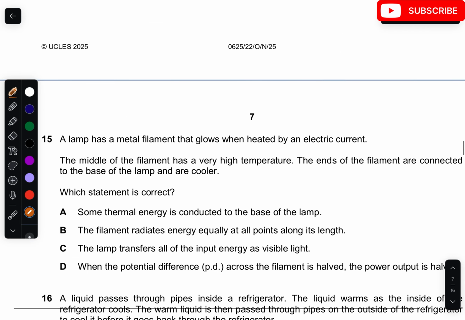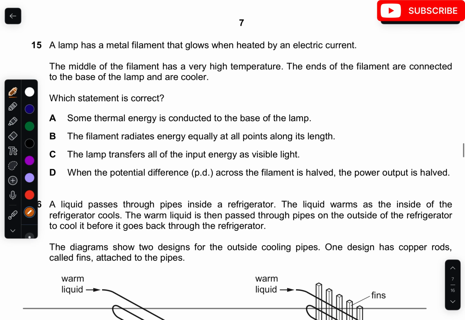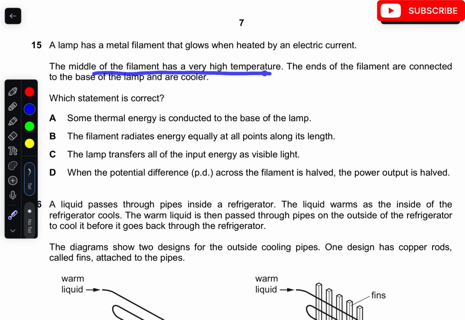Okay. In question 15, a lamp has a metal filament that glows when heated by an electric current. The middle of the filament has a very high temperature. The ends of the filament are connected to the base of the lamp and are cooler. Which statement is correct? Okay, so it's a filament lamp and you are heating one side and the other side is cooler. So which statement will be correct in that case? Statement A, some thermal energy is conducted in the base of the lamp. Yes, it will be conducted.